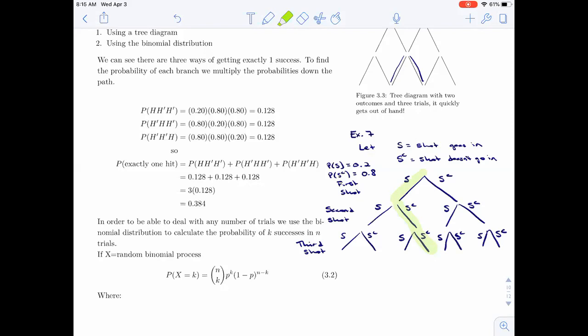If I don't get it in on the first shot, then I can get it in on the second shot, but then I can't get it in on the third shot, right? Because we have to have exactly 1 success. Right? And so then we've got boom, boom, boom.